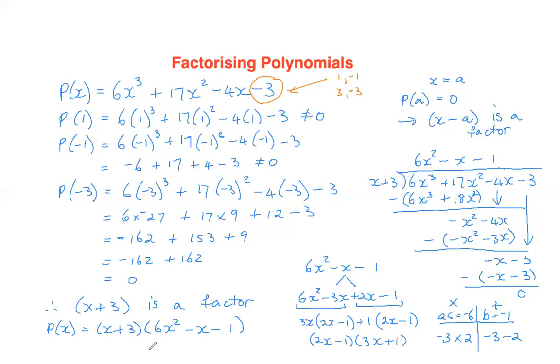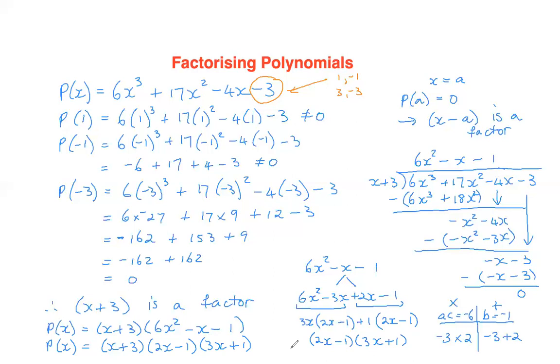So I can put this back over here now into my working and say that P of x is equal to x plus 3, 2x minus 1, 3x plus 1. Now that's really handy to be able to do, because now that would enable me to graph this cubic function if I wanted to, because now if I equated P of x to 0, I can work out what my x intercepts are going to be. So anyway, that's it for now.